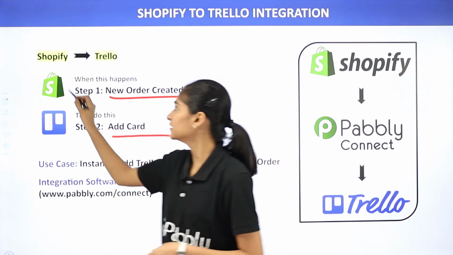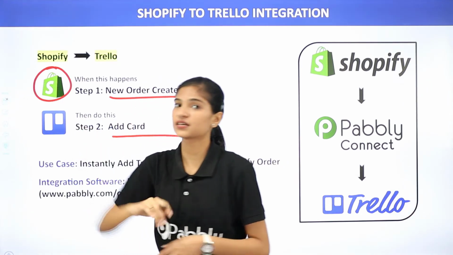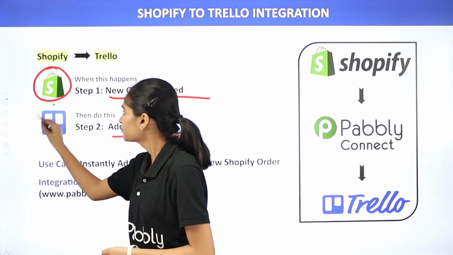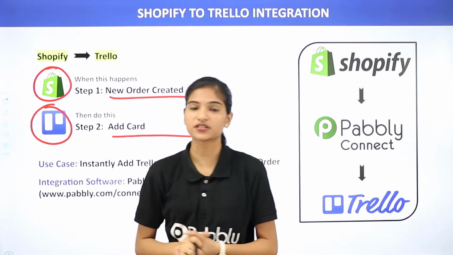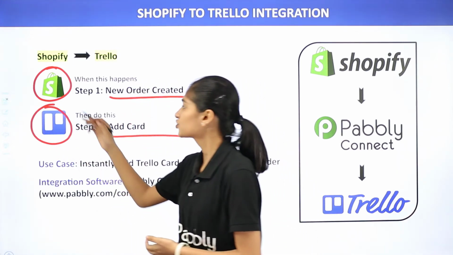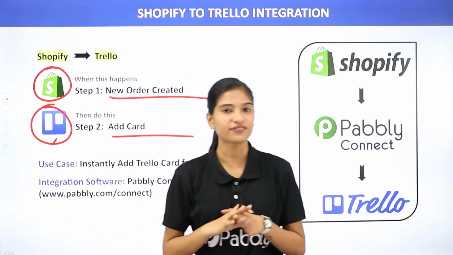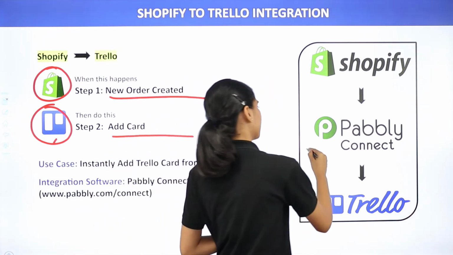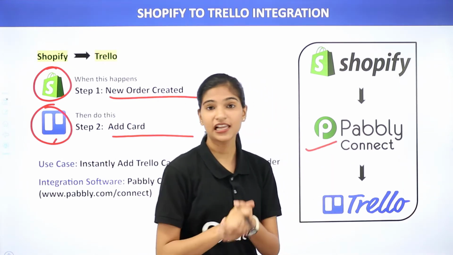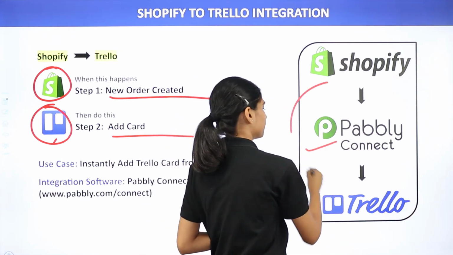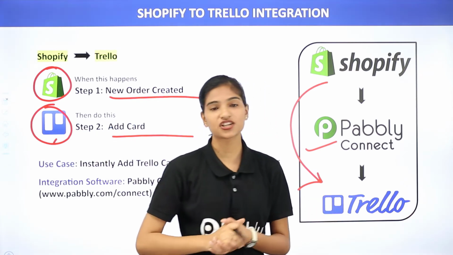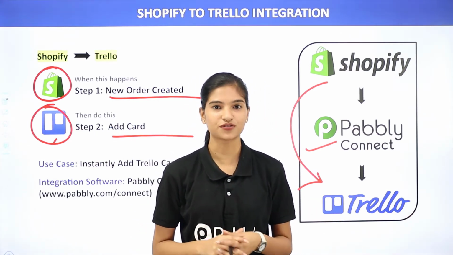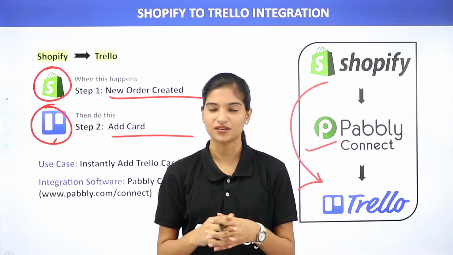So Shopify is an e-commerce platform where you can set up your online store and sell your products, whereas Trello helps you to organize your projects into boards. The issue here is that Shopify and Trello don't have any integration between them, and that is why we are going to use Pabbly Connect. So Pabbly Connect helps you to transfer data from Shopify to Trello. It is an integration software. The best part here is that you don't require any knowledge of coding. So let me show you this on my screen.